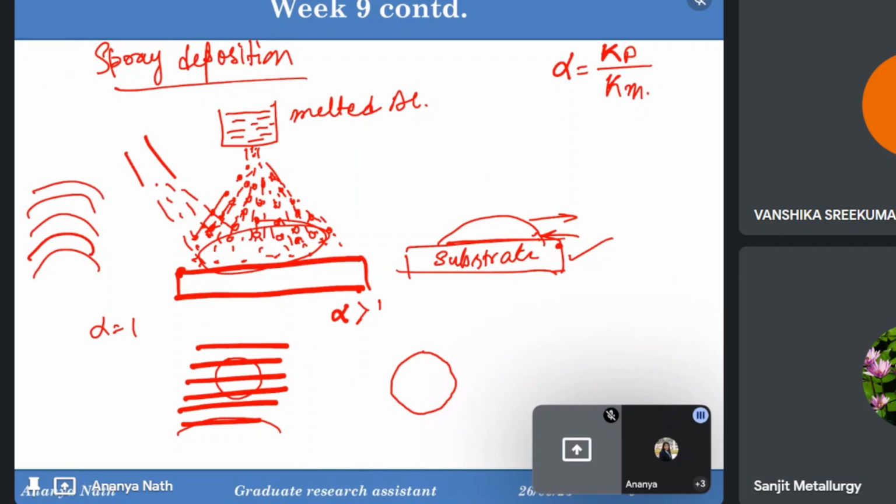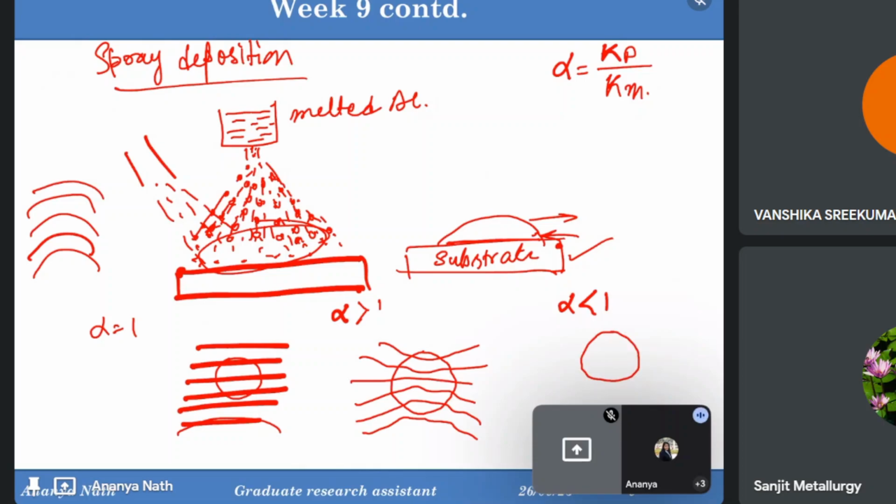All the isotherms, all the temperature gradient will try to come towards the particle, because this has the most thermal conductivity now. But if alpha is less than 1, what will happen? The particle's thermal conductivity is lesser than the metal, so the temperature will move away from the particle very fast. It will just go away from the particle because the other region is solidifying, getting solidified rapidly.